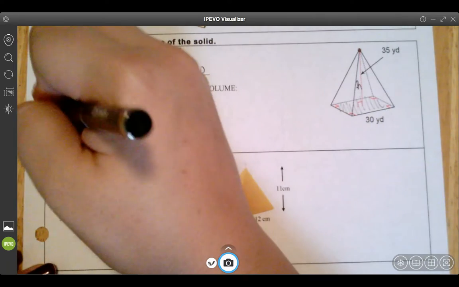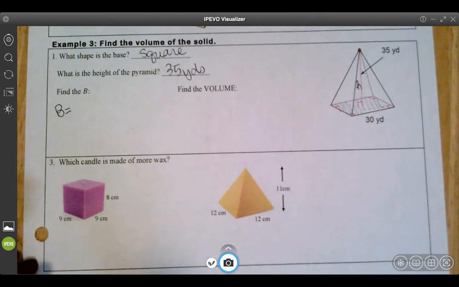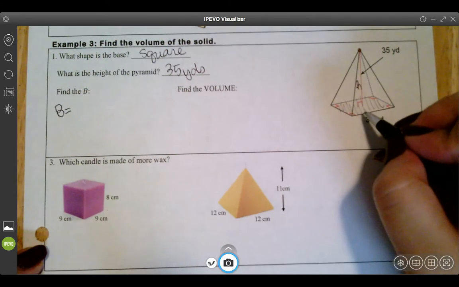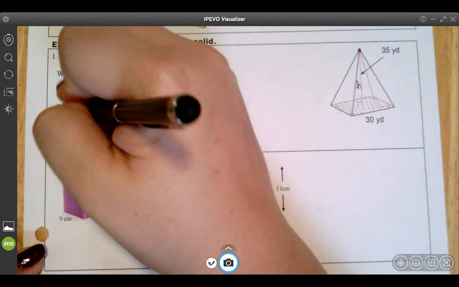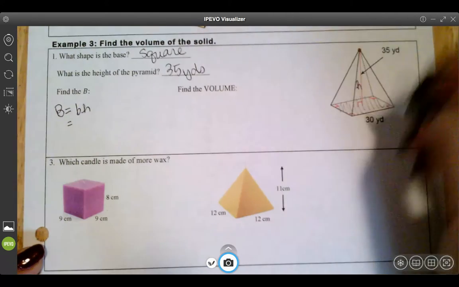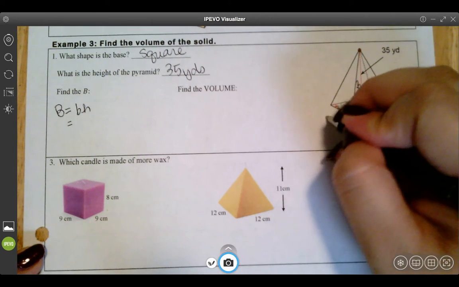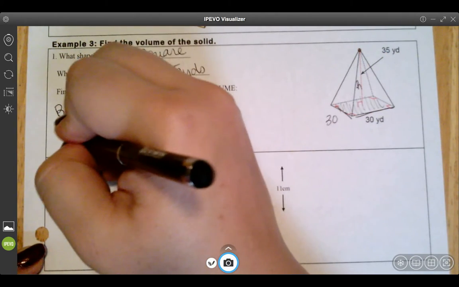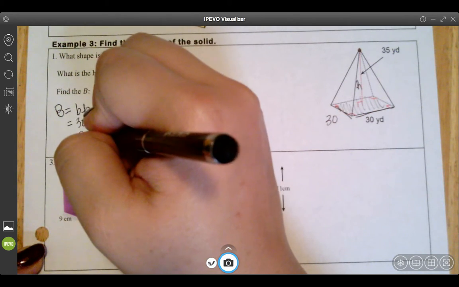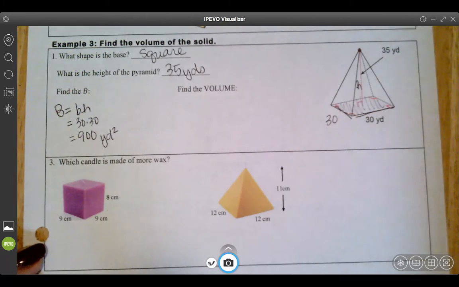To find the area of the base, I'm going to use the formulas from our previous chapters, and we're going to say the base is a square. The area of a square is base times height. 30 by 30 because it's a square. 30 times 30 is 900 square yards.